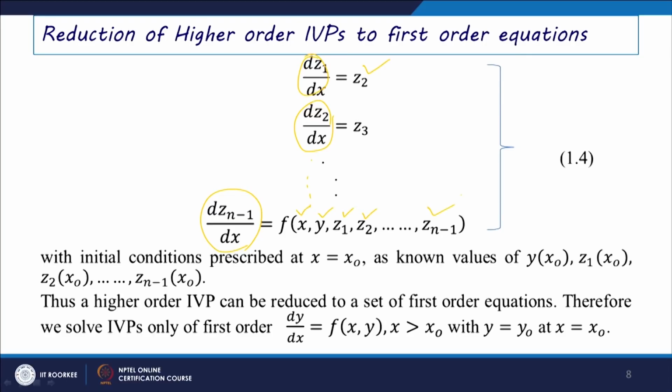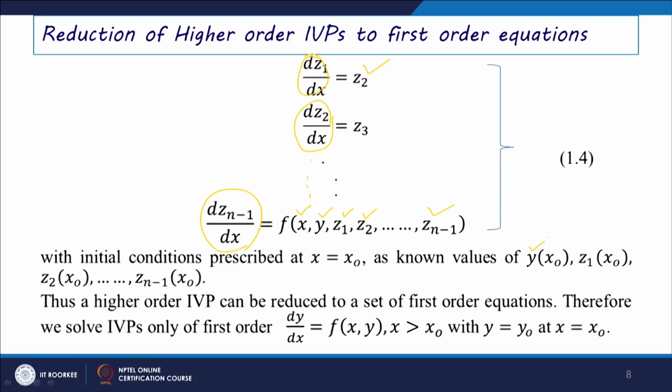Simply, we can say that with the prescribed initial condition at x equals x naught, we can evaluate all the values at the single point, since x0 is the initial value provided for all the derivative terms of the dependent variable y. Thus, a higher order initial value problem can be reduced to a set of first order equations. Therefore, we can solve these initial value problems of first order, in the form dy by dx equals f of x, y, where x is greater than x0, with y equals y0 at x equals x0.